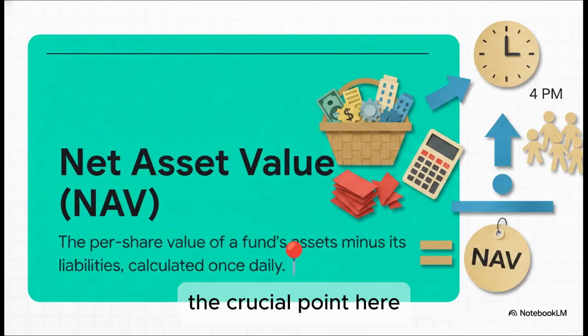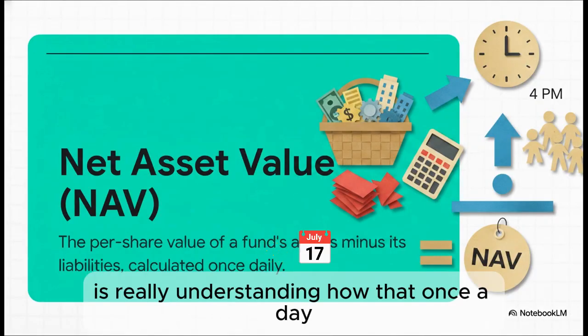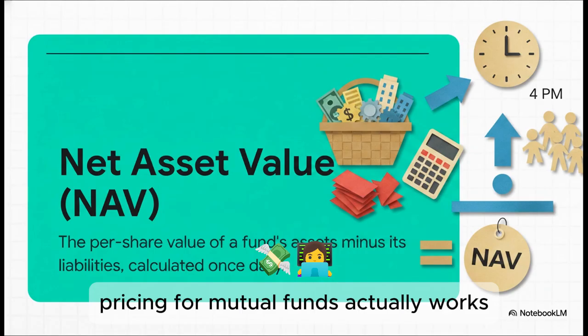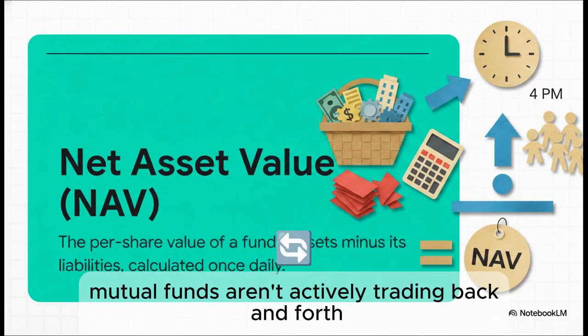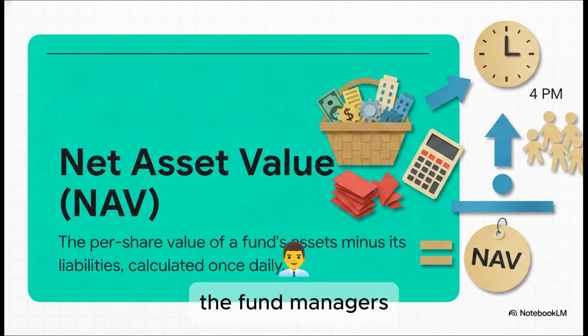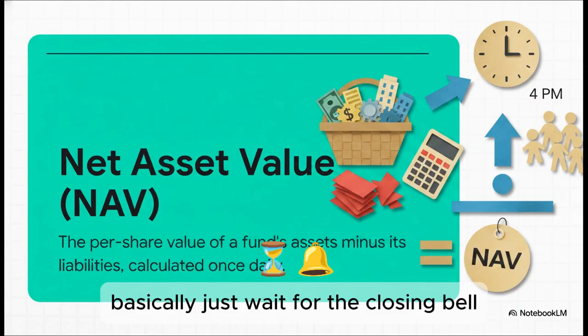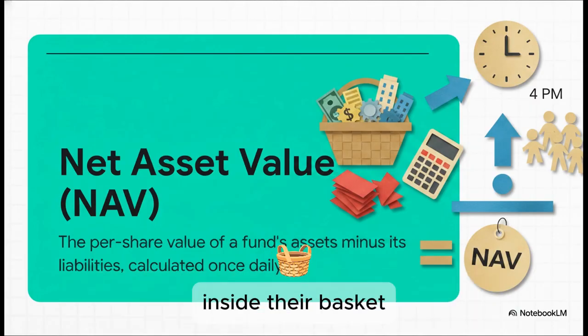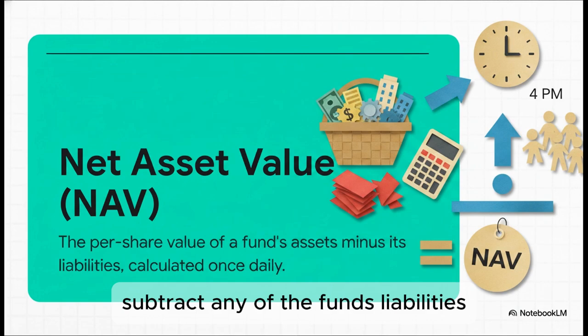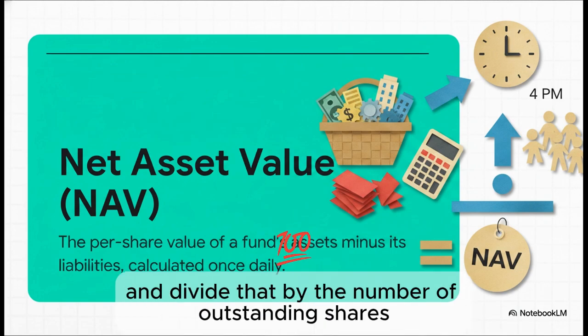So the crucial point here is really understanding how that once-a-day pricing for mutual funds actually works. It all comes down to something called the net asset value, or NAV. Because mutual funds aren't actively trading back and forth on an exchange during the day, the fund managers basically just wait for the closing bell at 4 p.m. Eastern Time. Then they tally up the closing prices of all the assets inside their basket, subtract any of the fund's liabilities, and divide that by the number of outstanding shares.